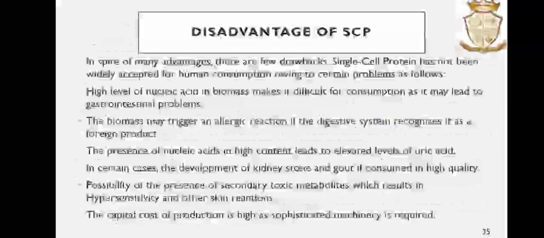Disadvantages of SCP. In spite of many advantages, there are a few drawbacks. Single cell protein has not been widely accepted for human consumption owing to certain problems as follows. High level of nucleic acid in biomass makes it difficult for consumption as it may lead to gastrointestinal problems. The biomass may trigger an allergic reaction if the digestive system recognizes it as a foreign product. The high nucleic acid content leads to elevated levels of uric acid. In certain cases, it can lead to the development of kidney stones and gout if consumed in high quantity.